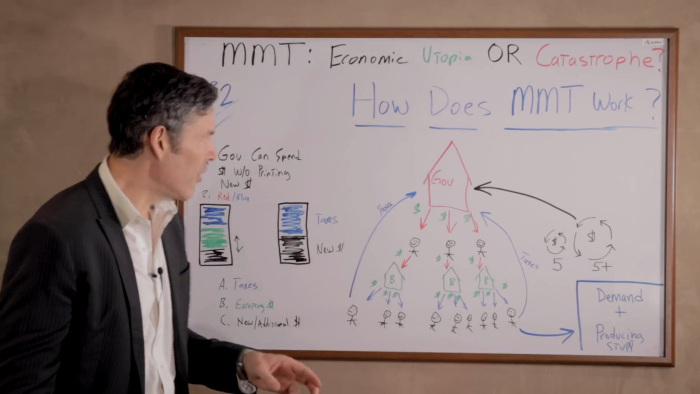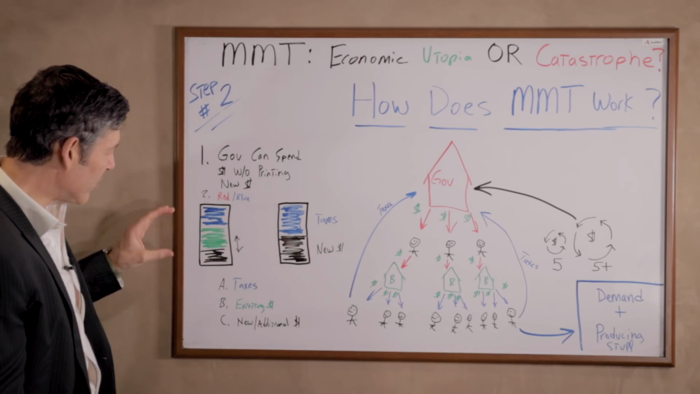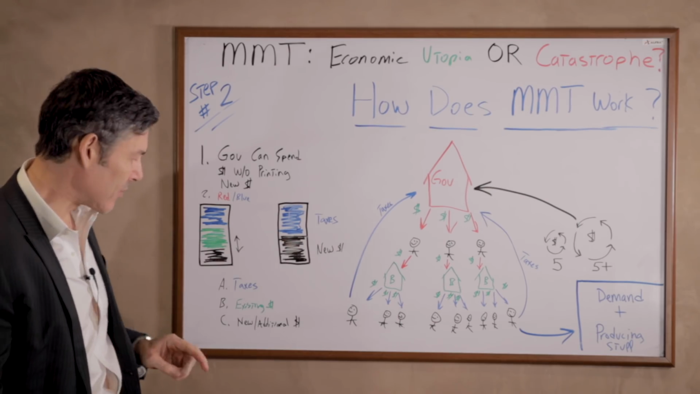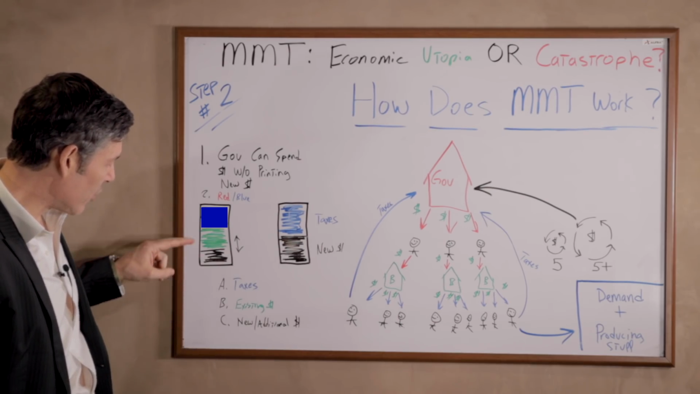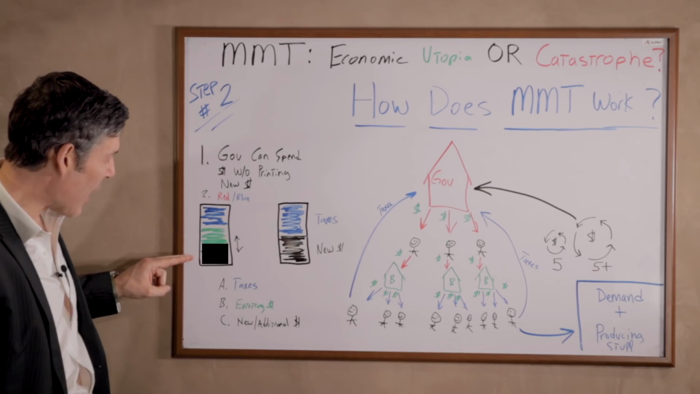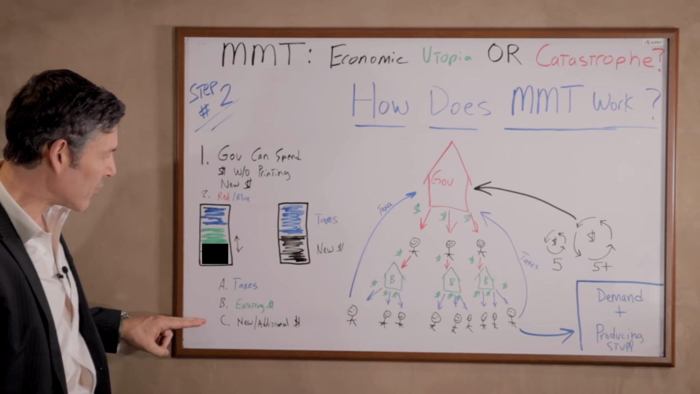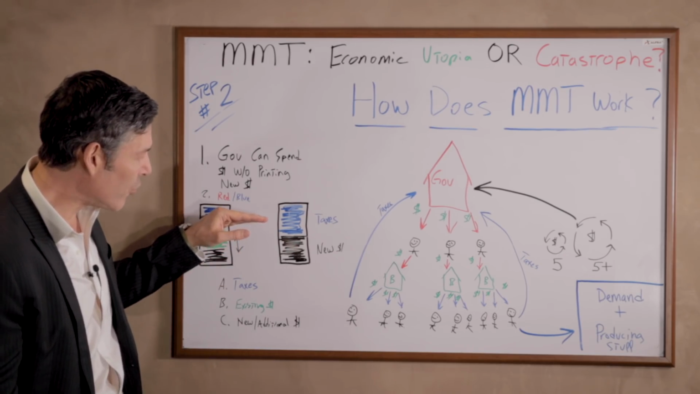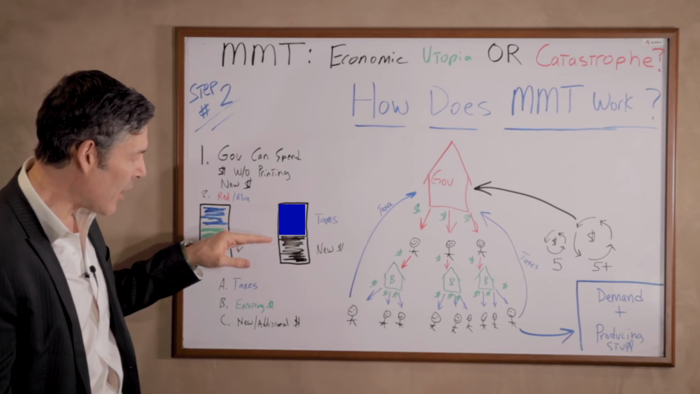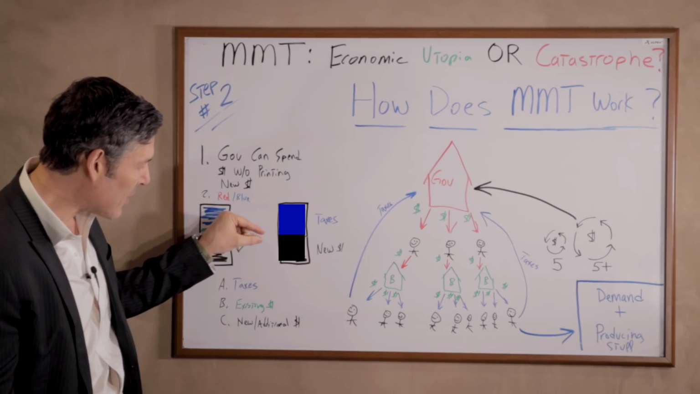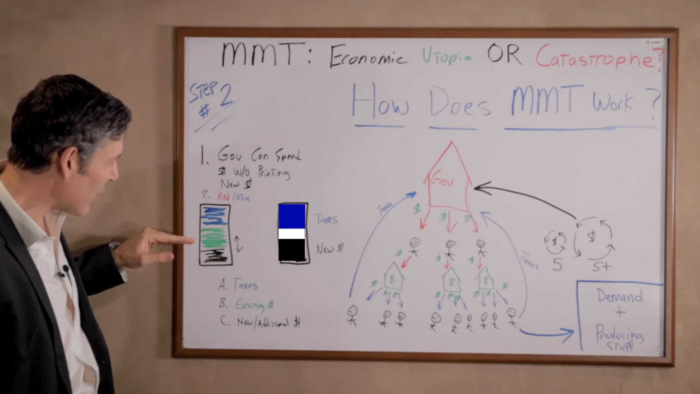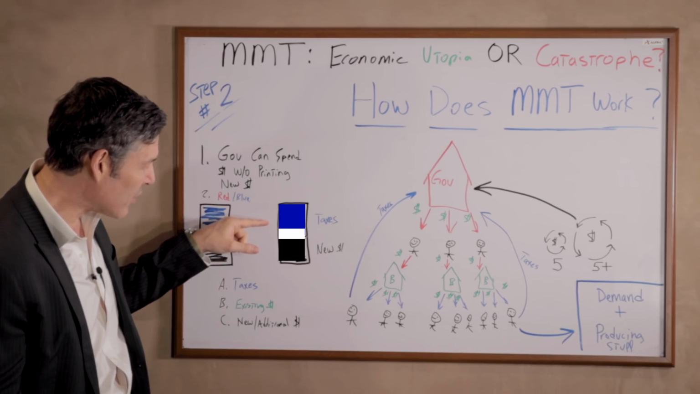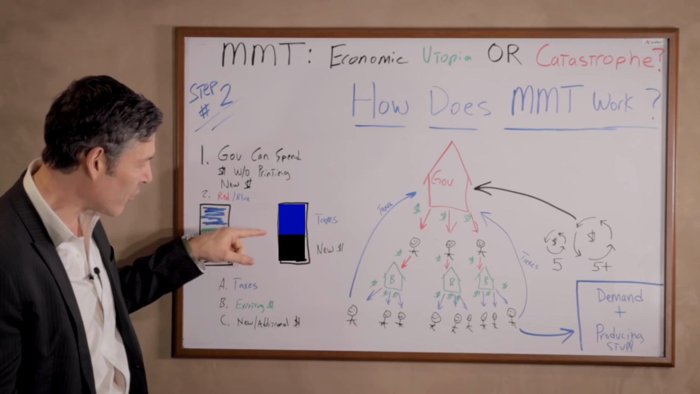There's a key takeaway for step number two. Remember in step number one, we had the composition of the money that the government actually spends. That was blue, those were the taxes, green was existing money, and black was potentially new money that the Federal Reserve would print out of thin air. In the MMT model, you only have two forms of money. You have taxes and you have new money. So there would be a gap that would be left because we wouldn't have any more of this green money. That gap could only be filled with additional taxes or additional new money.